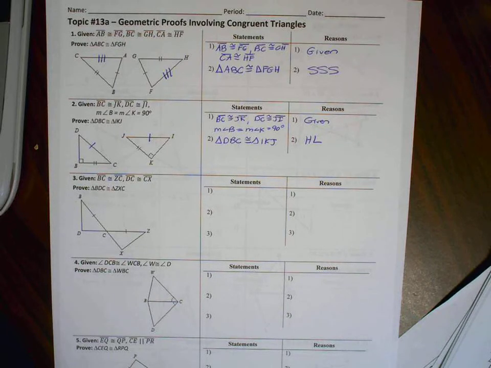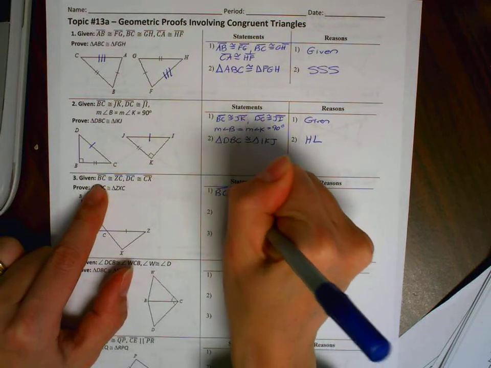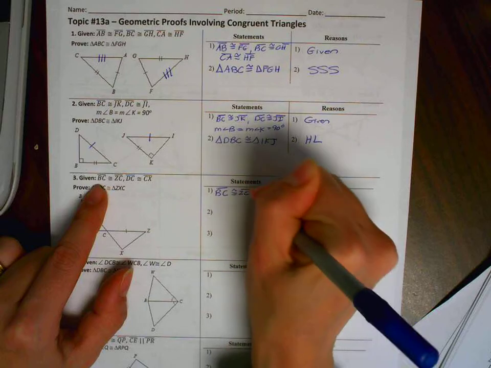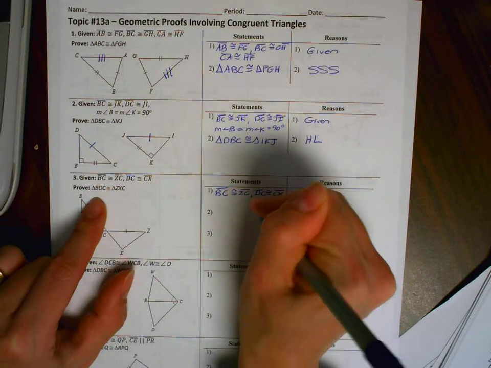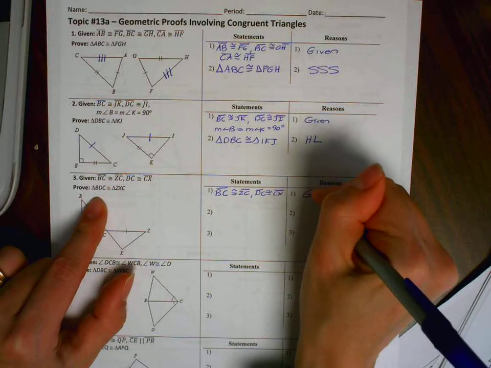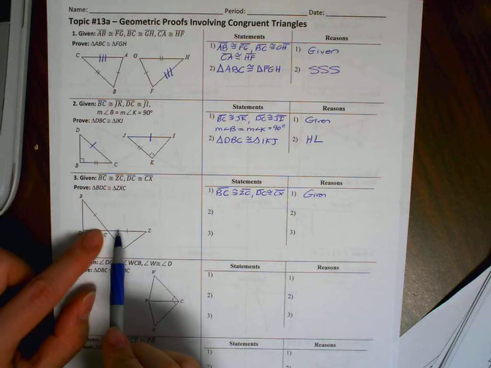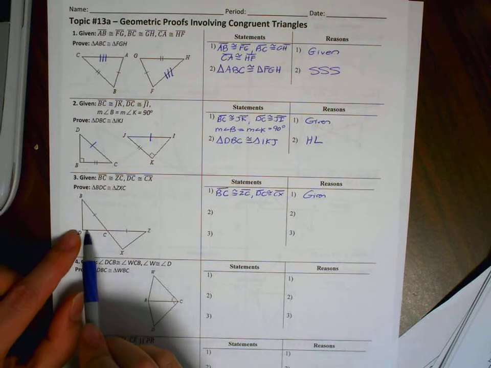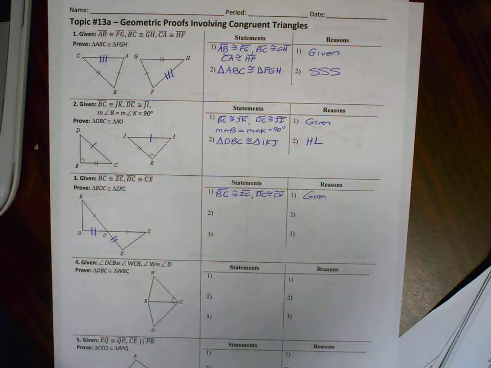All right, let's try number 3. Given BC is congruent to ZC, DC is congruent to CX, and the reason is given. Let's make sure those are marked. BC congruent to ZC, yes, that's marked. DC and CX, that is not marked, so let's make sure we mark that.